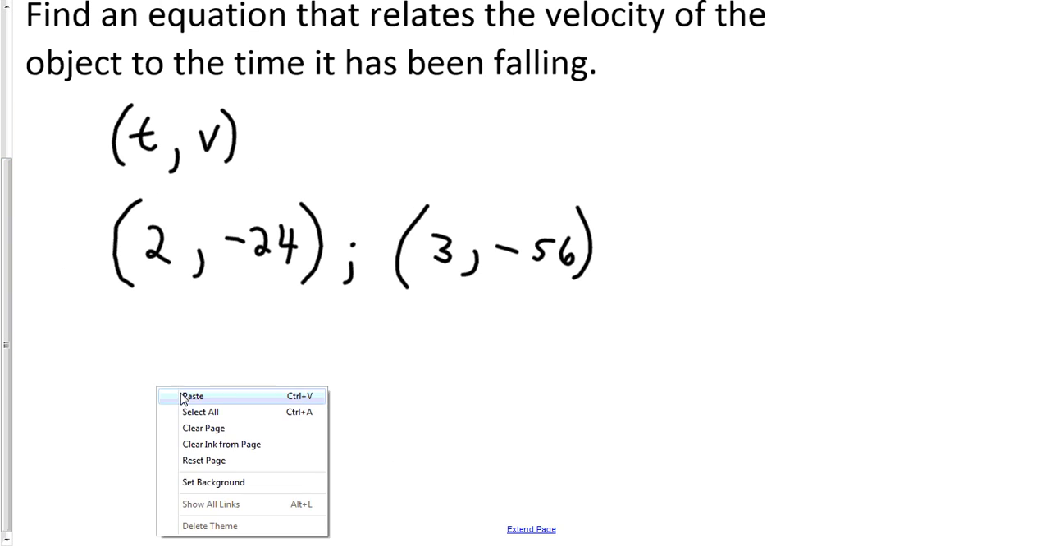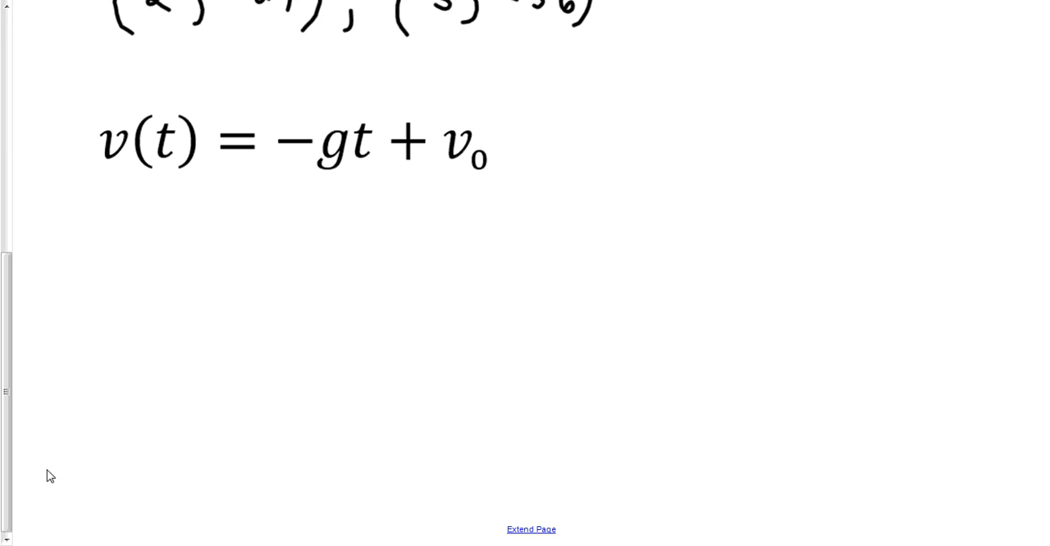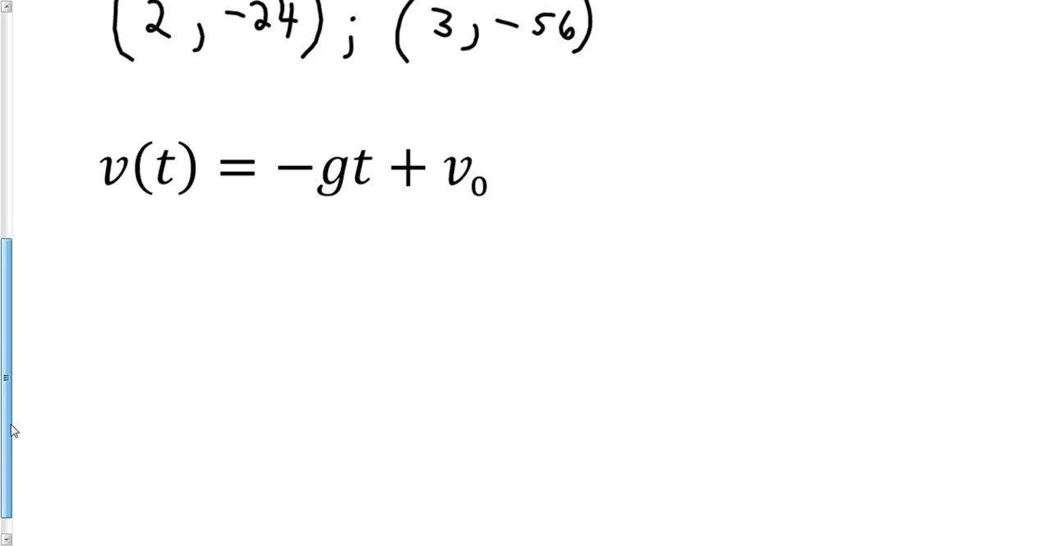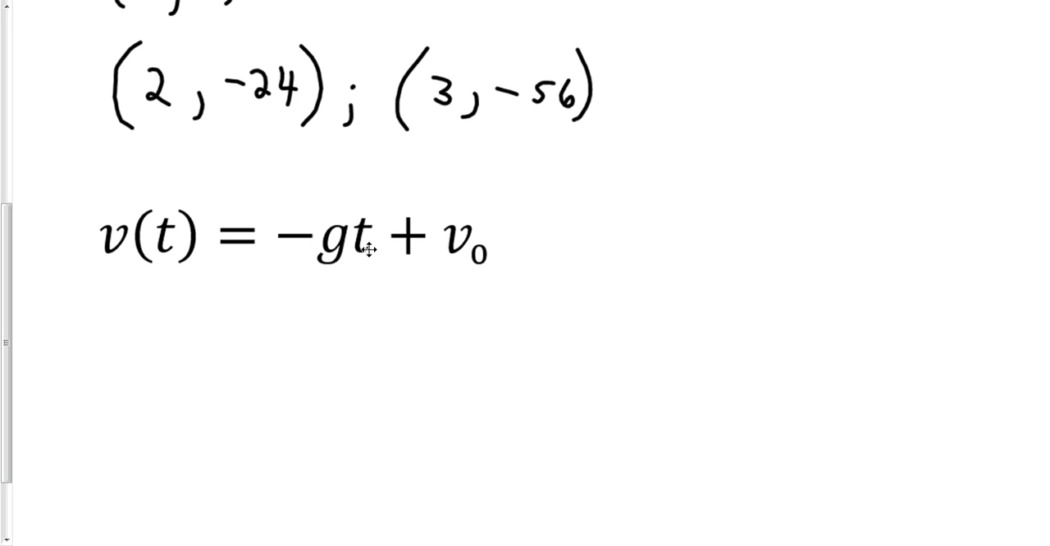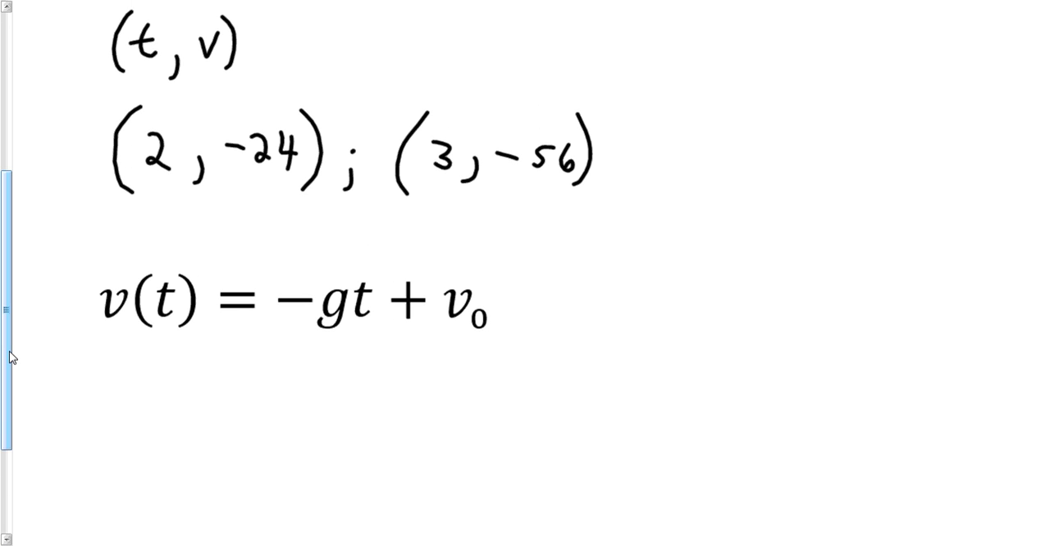And remember, this is no different than mx plus b. M would be negative g, x would be t, and b would be v naught. So this is just a linear expression. That's all we have here, a function that's defined as a linear expression of t. So let's plug everything in here.